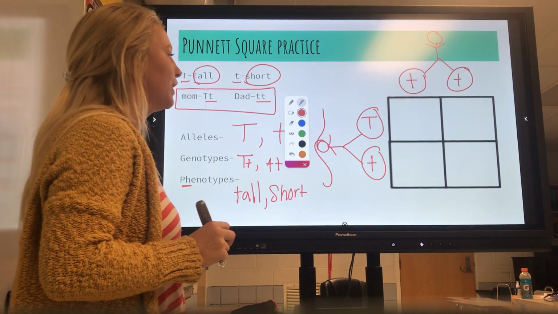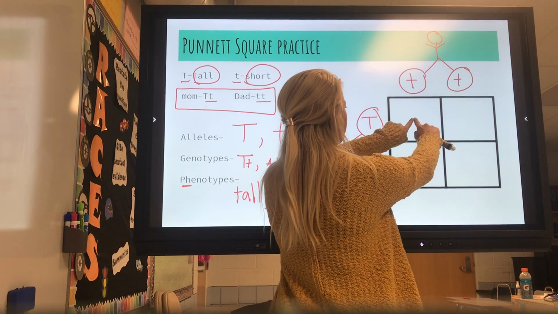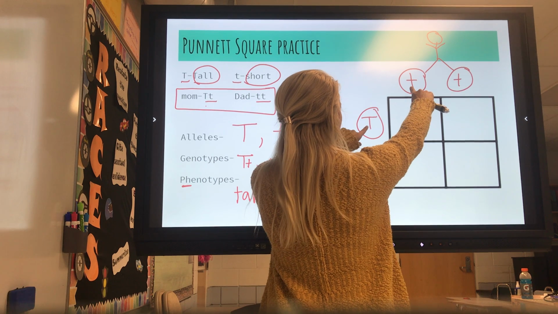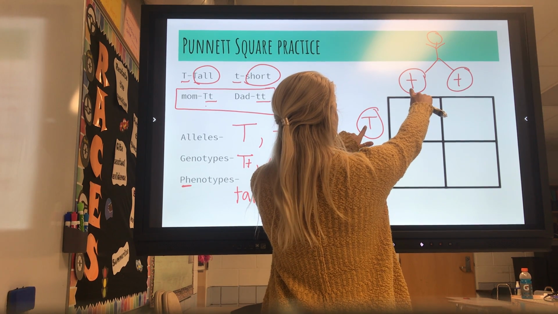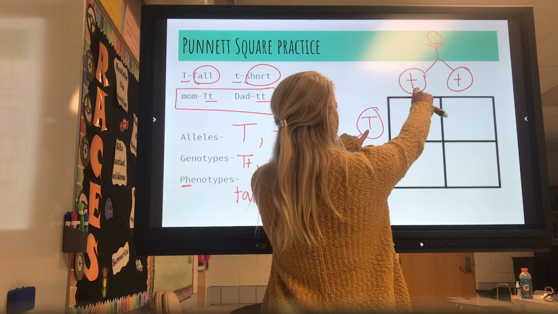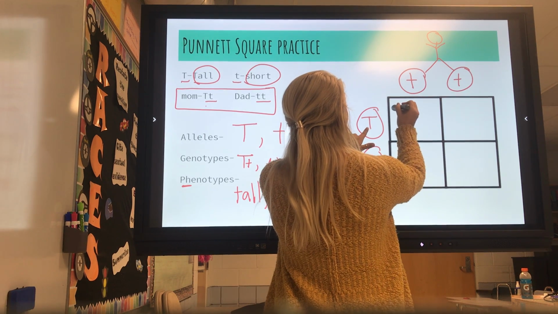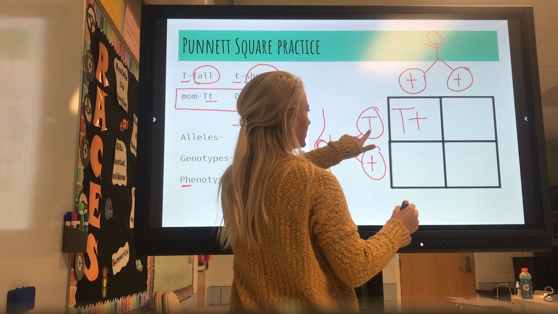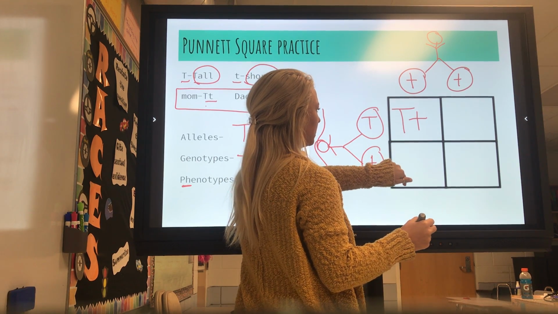What you're going to do from here is I like to put my fingers in each box as I go, and I go up and over. So I have a dominant T and a recessive t. So always put your dominant first and then your recessive. So that would be the genotype for that first box.